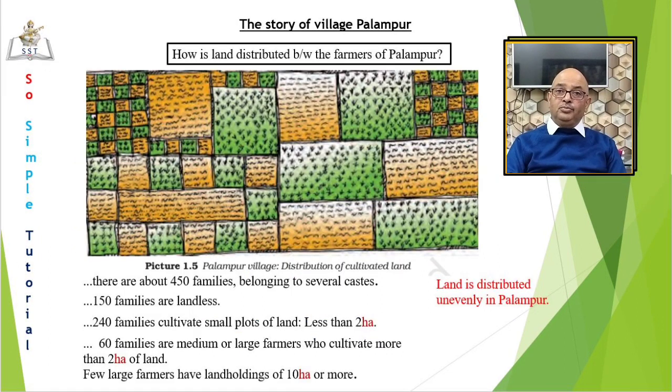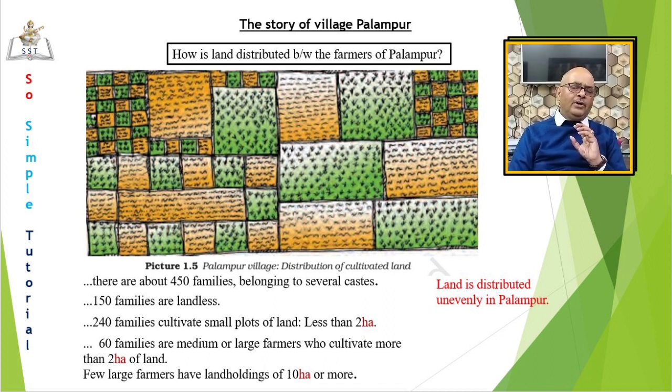How is land distributed in Palampur? Palampur, as we have already read, has about 450 families. Does everyone have land for cultivation there? Sadly, no. Out of 450 families, one third are landless and most of them are Dalits. So 150 families have no land to cultivate.